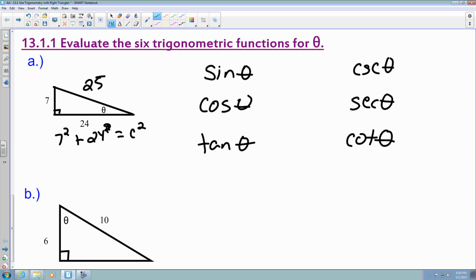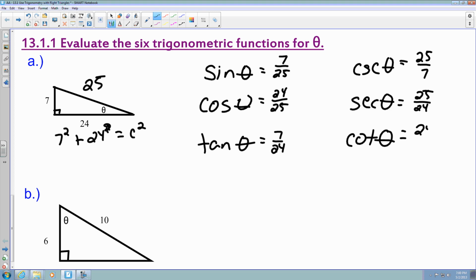So for the first one, it is opposite over hypotenuse. And for cosine, it's going to be adjacent over hypotenuse. And tangent, it's going to be opposite over adjacent. And then the corresponding ones are just the reciprocals of each other, so it's going to be 25 over 7, 25 over 24, and 24 over 7.